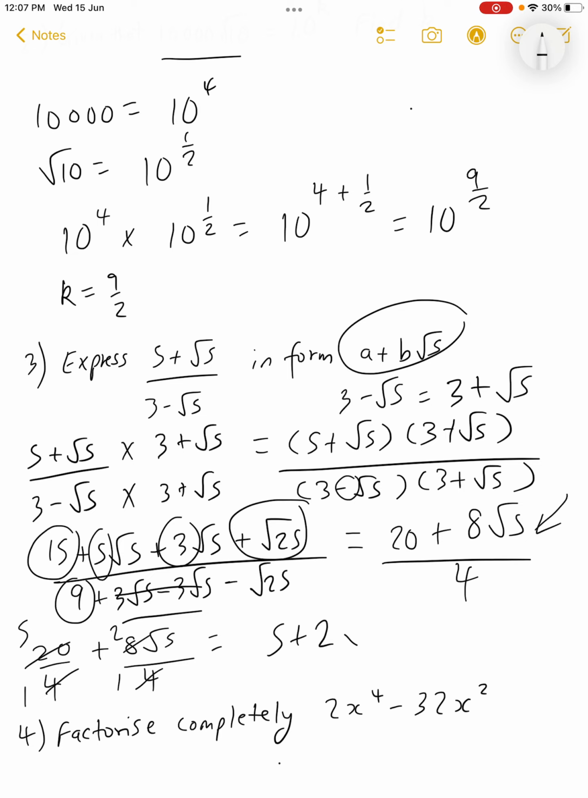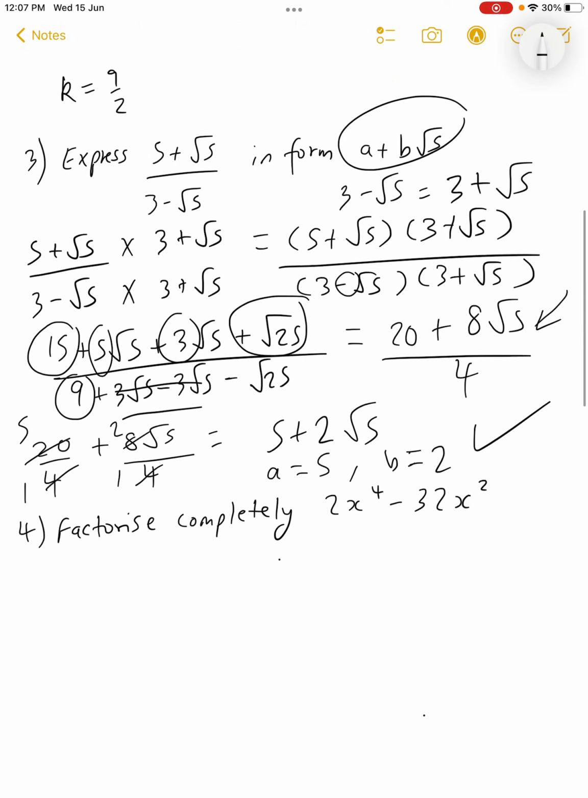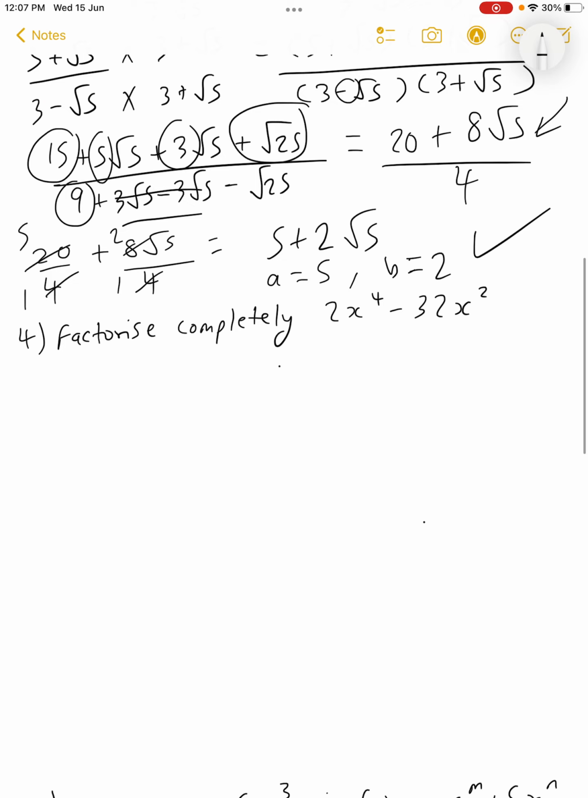So you have 5 plus 2 square root of 5. Now this is your answer, where you can just label it out that a is equal to 5 and b is equal to 2. These should be your answer, and that is correct. Okay, let's move on to the next one. Next one, factorize completely this equation.